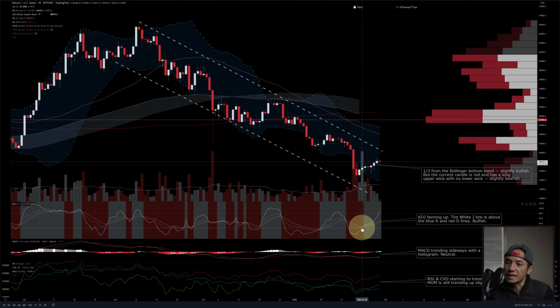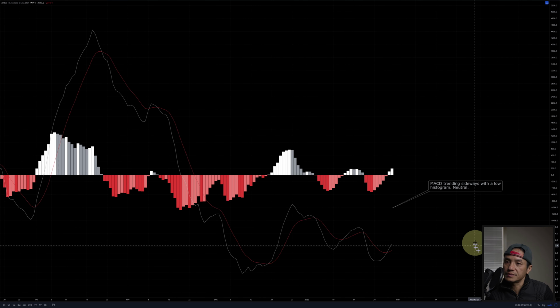But you can see that on the day, it doesn't change as much as later on in the hour. The MACD line, previously, it said the MACD line was turning sideways, with a low histogram, meaning neutral. So it's no longer going sideways. I'm going to zoom in here so you can see. The MACD line is the white line here, and the signal line is the red line.